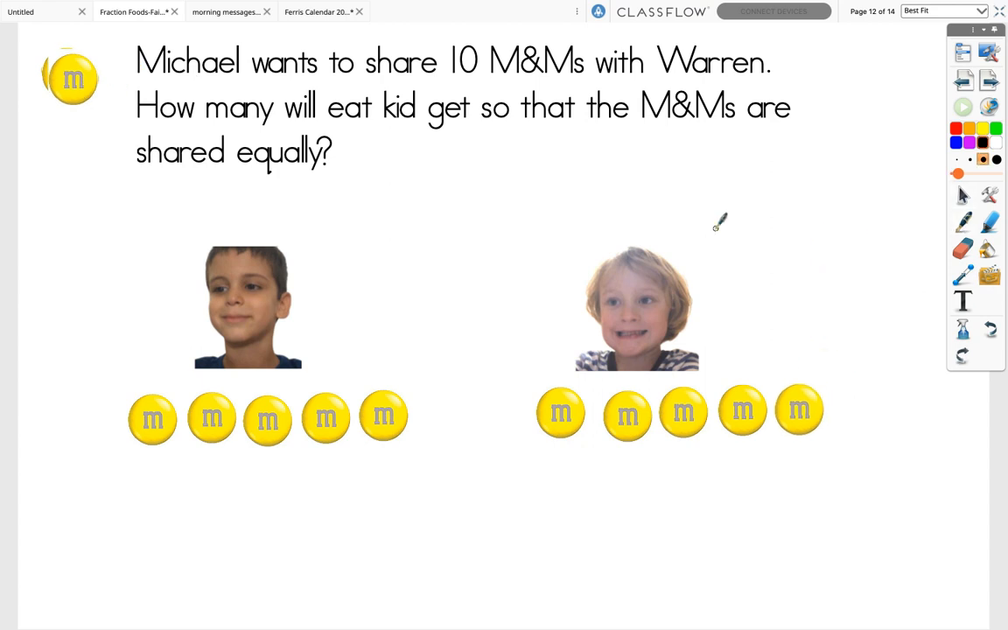So each student had 5 M&Ms to share, which together, if you add them together, 5 plus 5, it equals 10. So that's another strategy you can think about.